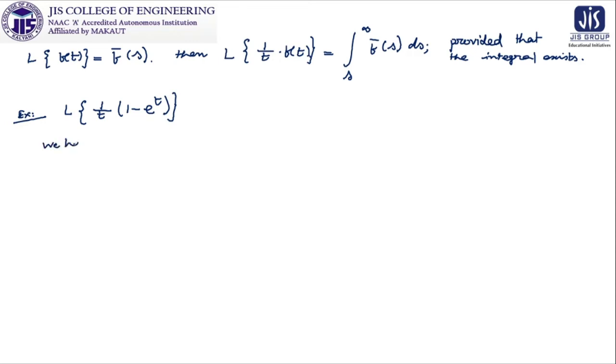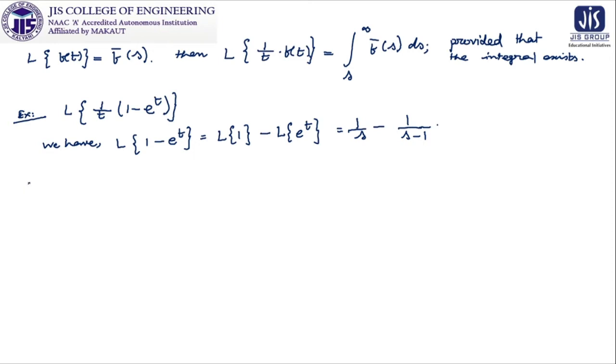We have the Laplace transform of 1 minus e to the power t. Using the linearity property, we can write it as the Laplace transform of 1 minus the Laplace transform of e to the power t. As both of them fall into standard forms, it will be 1 by s minus simply 1 by s minus 1.